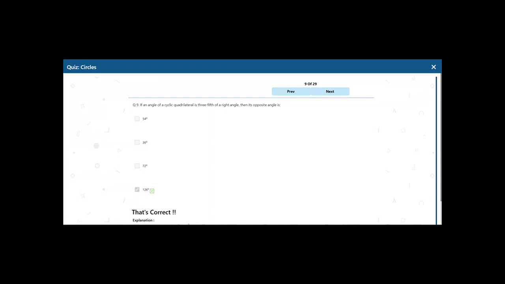D is correct, not A. See, 3/5 means what? 3 by 5 into 90. How much? 54, ma'am. 54. And the opposite angle is 180 minus 54. 126, ma'am. Very good.